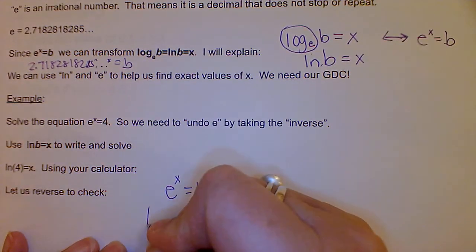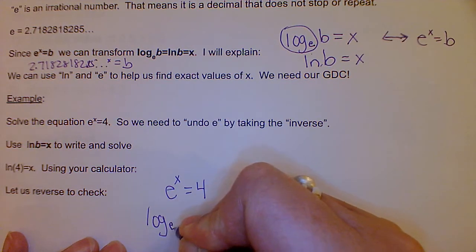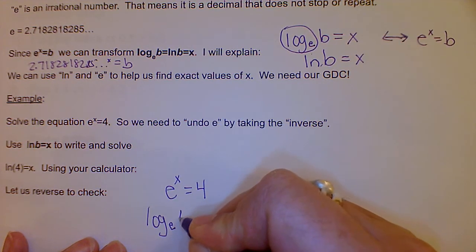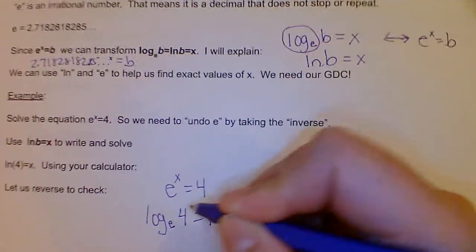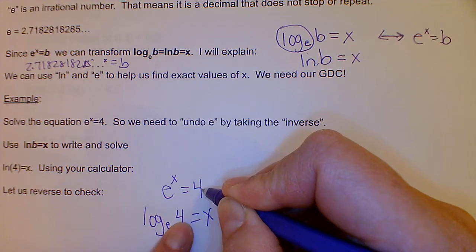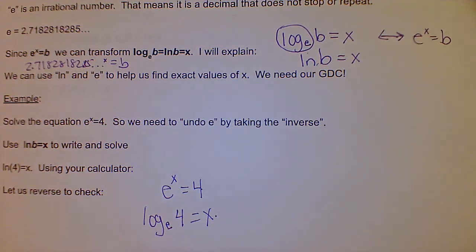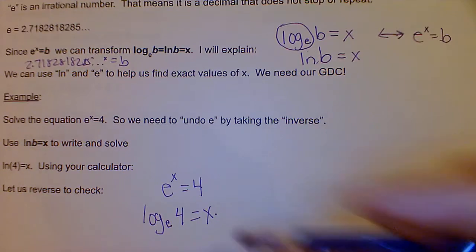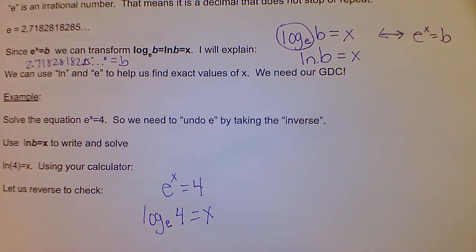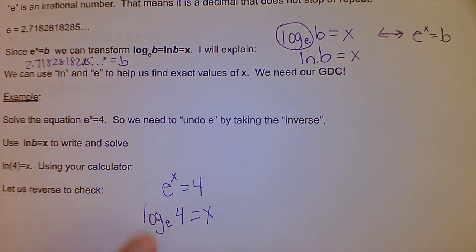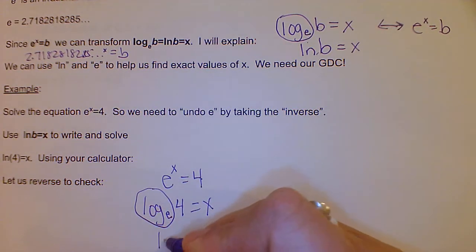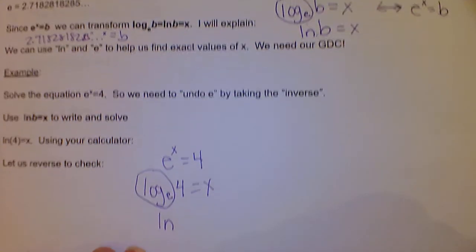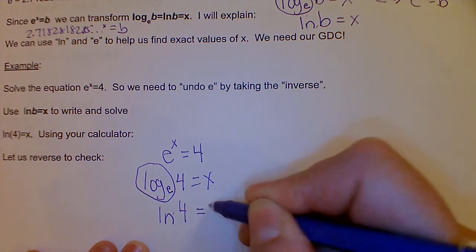So what we can do is log base e of 4 equals x. So remember, log, here's the base, here's the answer, and here's the exponent. That's the lessons that I just did, and that's why I said if you don't understand the lessons that I just did, to go back, because I just transformed this from exponential into a log. Now, this log base e becomes our natural log, our ln. So ln of 4 equals x.